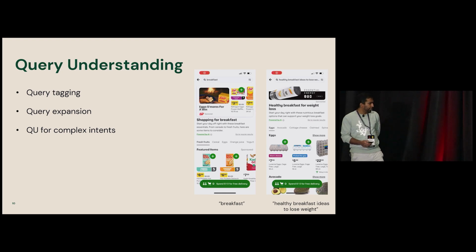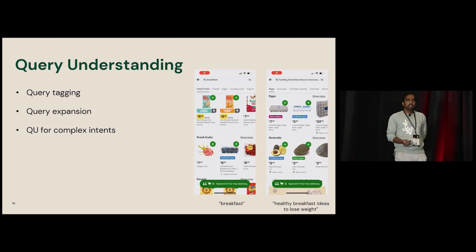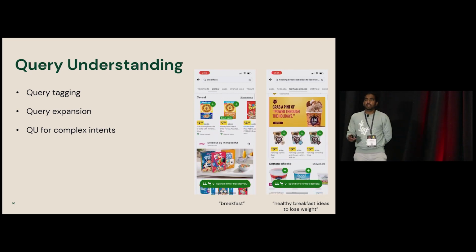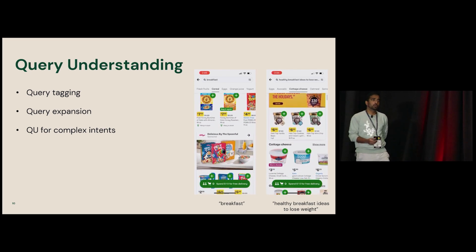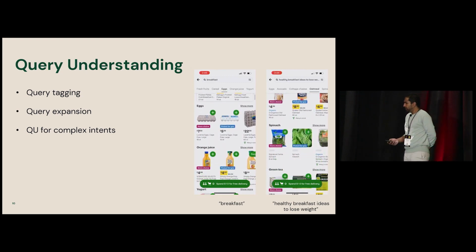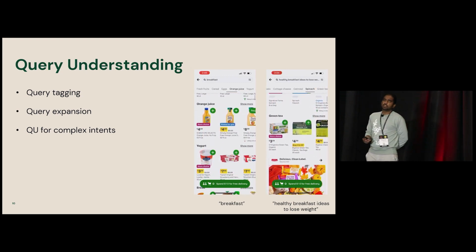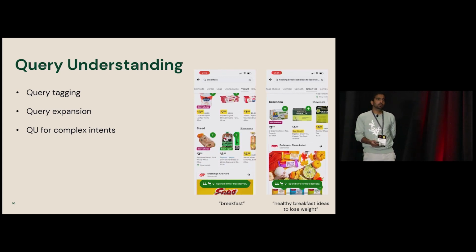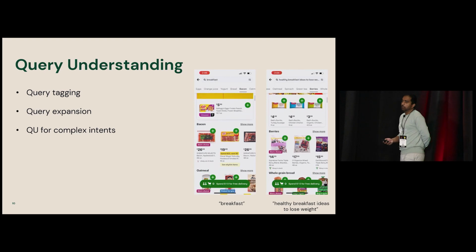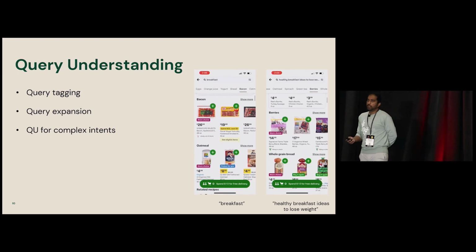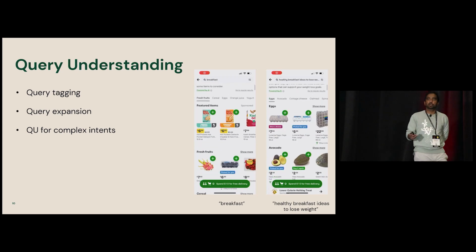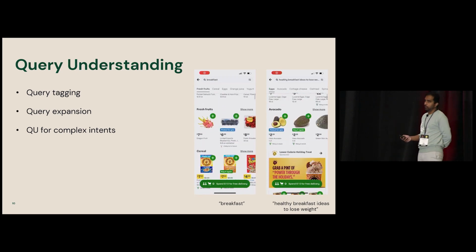To give an example, recently I came across a dough, and I realized there are several types of doughs that can be used for baking. There is a dough called sugar cookie dough. If I search across a lot of grocery spaces, it will bring in a lot of irrelevant results, because a traditional QU model wouldn't understand that sugar cookie is an attribute and dough is what the user is looking for.